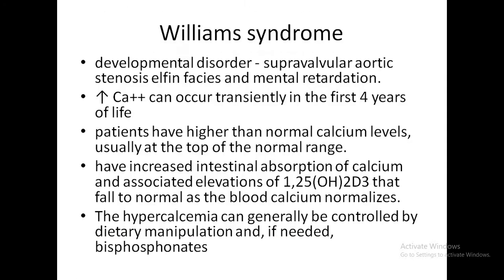Coming to Williams syndrome, it's a developmental disorder characterized by supravalvular aortic stenosis, elfin facies, and mental retardation. And hypercalcemia transiently occurs in the first 4 years of life. And patients have higher than normal calcium levels usually, and they are at the top of the normal range. And it is due to increased intestinal absorption of calcium and increased calcitriol that falls to normal as the blood calcium normalizes. The hypercalcemia can be manipulated by diet and, if needed, by bisphosphonates.